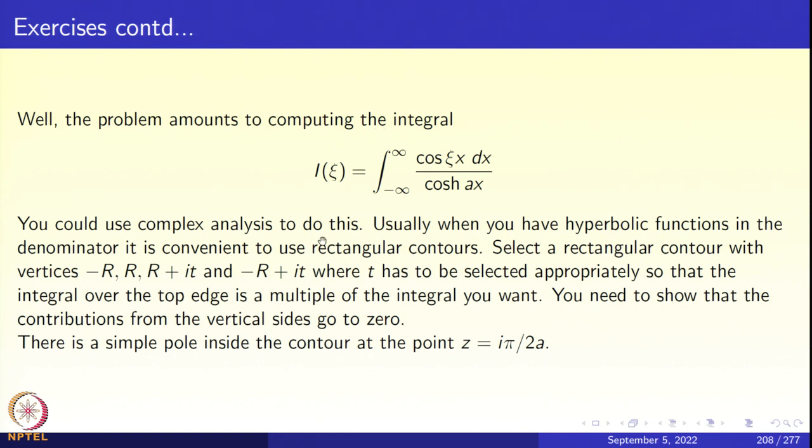Of course, there is one small thing. There is a simple pole of the function f of z inside the rectangular contour, an isolated pole at i pi by 2a. And you have to find the residue of the function at a simple pole. So, how do you find the residue of the function f of z at a simple pole p? You simply have to multiply by z minus p and take the limit as z tends to p. You can use L'Hopital's rule for the purpose. And so, that's a routine Fourier transform calculation using complex analysis.